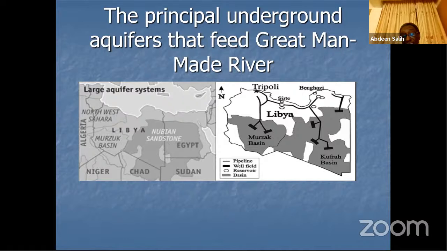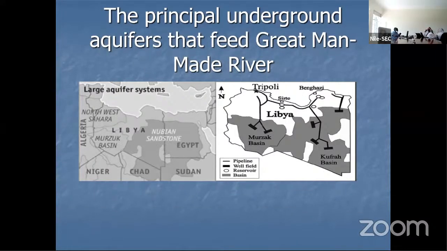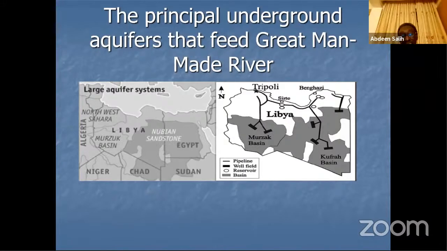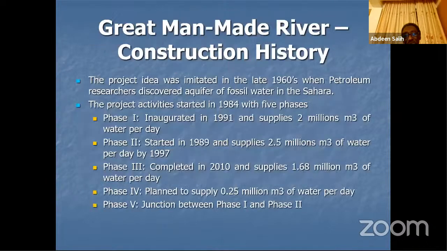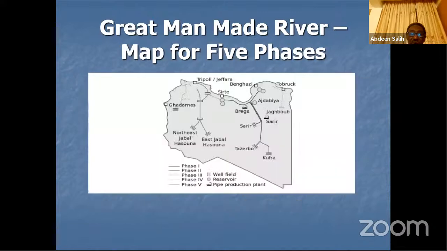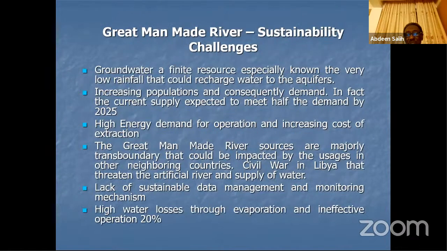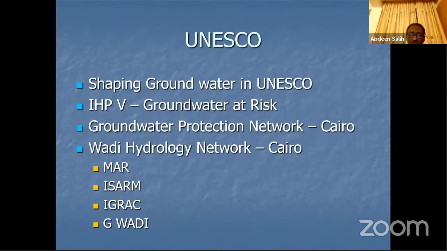So anyway, this is an interesting project where there are aquifer regions, but we studied when they wanted to give Tobruk, which is another city on the coastal line, water by desalination. They asked us in UNESCO to study the cost, and we found that it is cheaper to get the water from the groundwater in the desert and put it there than to do desalination. Anyway, I talked about UNESCO yesterday.